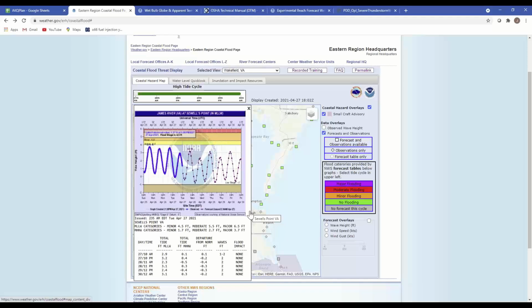Then there's the departure from normal, so compared to the astronomical tide. How do we compare to a normal tide? You see right now we're running a little bit below normal tide, but not a lot, so we're in a low astronomical tide cycle anyway. Then there's the wave forecast at that location, and of course the flood impact category, whether it's none, minor, moderate, or major flooding. Again, this targets the high tides, for the hour in which the high tide is going to occur. So it's a nice little summary that accompanies each table.